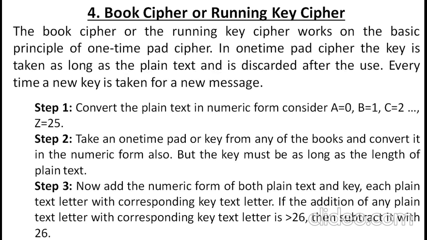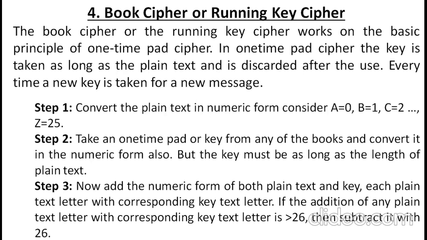Consider A equals 0, B equals 1, C equals 2, and so on up to Z equals 25. Okay, we have 26 alphabets, but as you can see, A equals 0. The numeric value for A is considered as 0. Hence, Z is considered as 25.